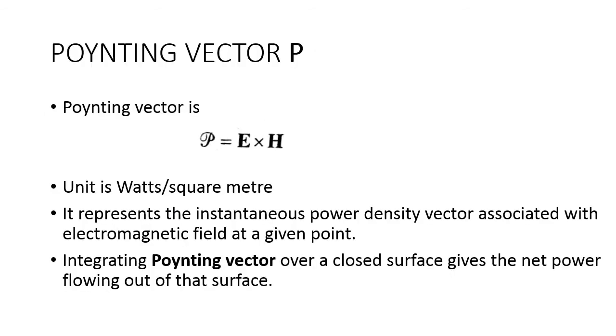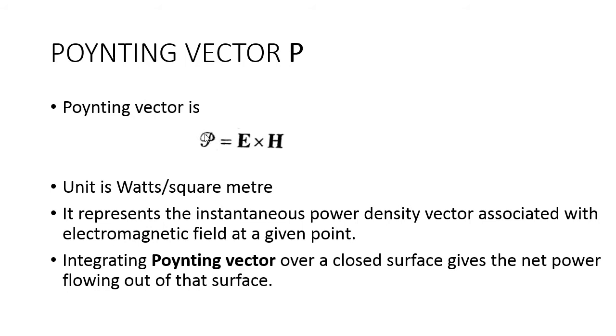So let's know more about this Poynting vector. P is equal to E cross H, and the unit is watts per square meter, that is, power divided by area. This P represents the instantaneous power density vector associated with the electromagnetic field at a given point. Whenever we consider an electromagnetic field, the instantaneous power density is given by P. Since it's power density, it will be watts per meter square.